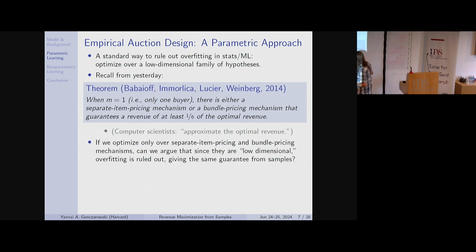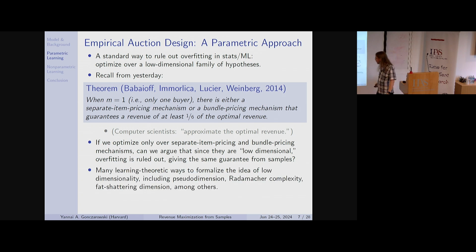If we optimize, the idea is, as we said, if we optimize only over separate item pricing and bundle pricing mechanisms, can we argue that since they are low dimensional, we need to define this, overfitting is ruled out, giving the same guarantee, up to an epsilon? That's going to be the thing we're going to discuss today.